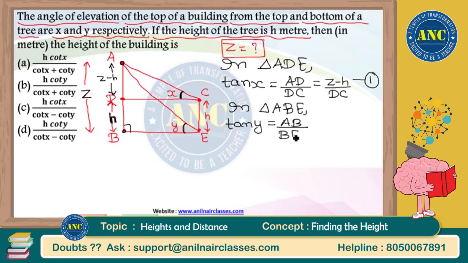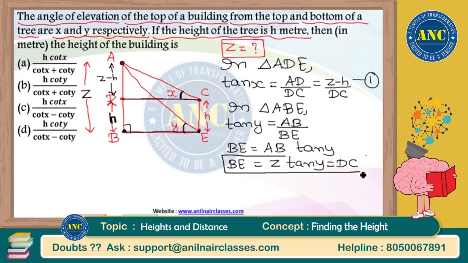I hope you are understanding. So BE can be written as AB times tan Y. But what is AB? AB is nothing but the height of the building, which I called Z. It is Z tan Y. This particular value BE is nothing but Z tan Y, and that BE value is absolutely same as DC value. Both are same.